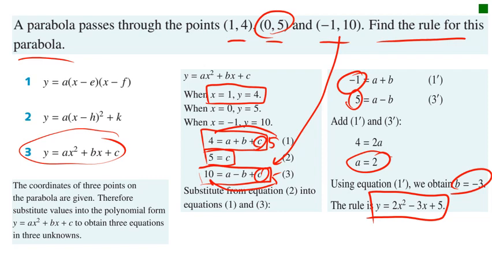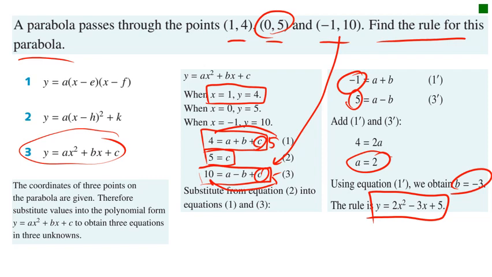Let's see how this works. So what we need to do is we need to substitute in x equals 1, y equals 4. That gives us our first equation here, subbing it into ax squared plus bx plus c. Good news is, with the (0, 5), that means we just get one of the unknowns straight away. It turns out to be c is equal to 5, because that's going to be the y-intercept. And with the last one, we've got 10 is equal to a minus b plus c, and we find that by substituting in -1 and 10.